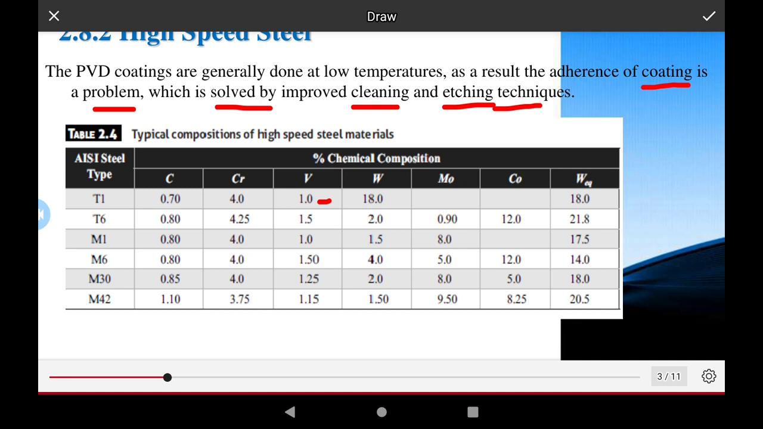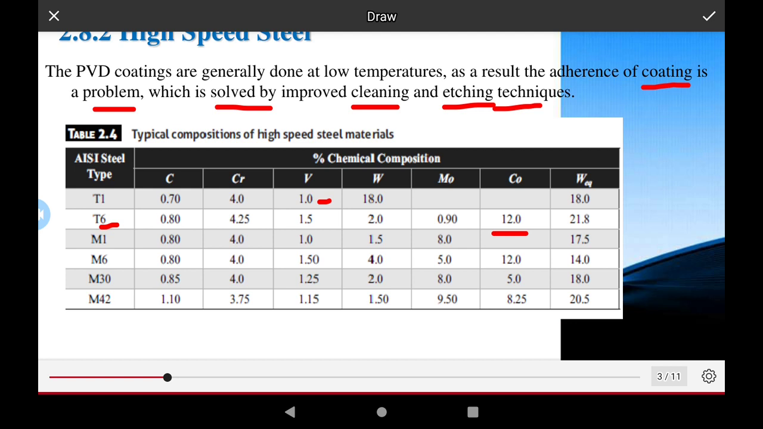T6 is also a material name. The composition is carbon 0.18%, chromium 4.25%, vanadium 1.5%, tungsten W 1.5%, molybdenum 8%, no cobalt contained, and the equivalent tungsten weight is 17%.